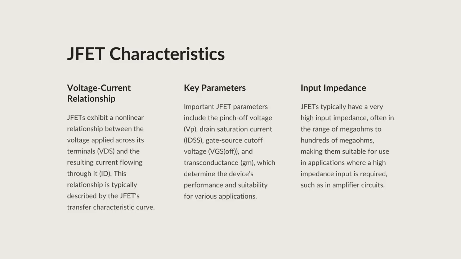JFET characteristics. Voltage-current relationship. JFETs exhibit a nonlinear relationship between the voltage applied across their terminals, VDS, and the resulting current flowing through it, ID. This relationship is typically described by the JFET's transfer characteristic curve. Key parameters. Important JFET parameters include the pinch-off voltage, Vp, drain saturation current, IDSS, gate-source cutoff voltage, VGS(off), and transconductance, gm, which determine the device's performance and suitability for various applications.